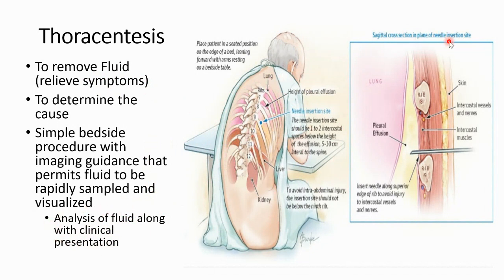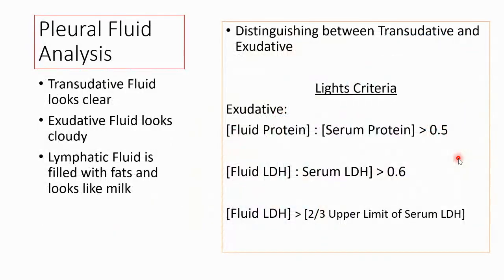And then this is just a cross section of the needle insertion site going through the intercostals right here, right above the rib, into the pleural space. And then the fluid is removed through the needle there.